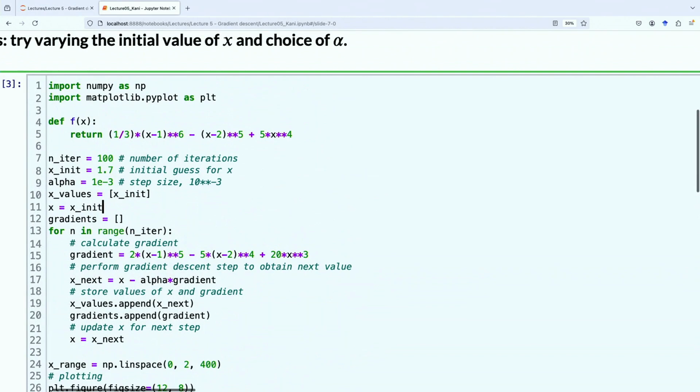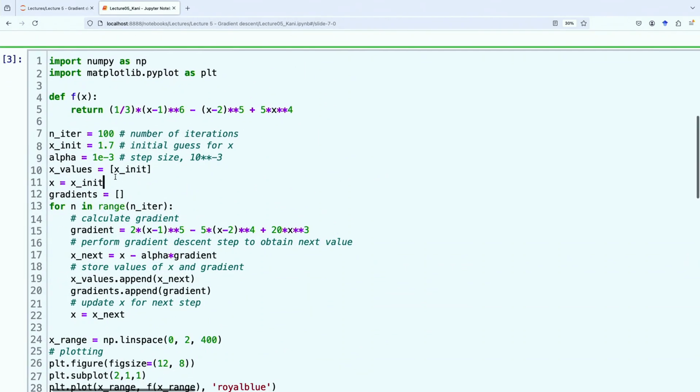So we have an initial guess for x. Again, what did I choose? 1.7. I'm doing this because I know roughly where the minima is, but it's not necessary to be that close to it. Anyway, we choose an initial guess for x. We choose a learning rate. So 1e-3 is pretty common. People always choose it. It's very common.